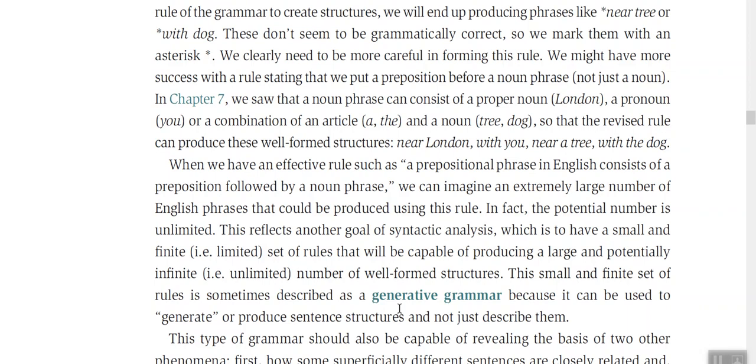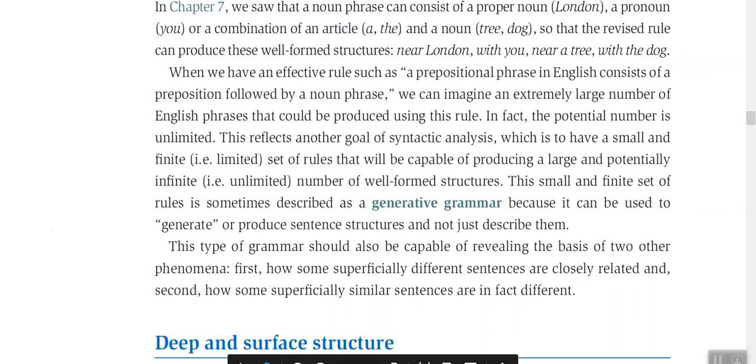With generative grammar, it means what? It means that we create a limited number of grammatical sentences with a limited number of grammatical rules. Okay, so from its name, generative: generate, create, make. It can be used to generate, to produce sentence structures and not just describe them. I hope this idea is clear.